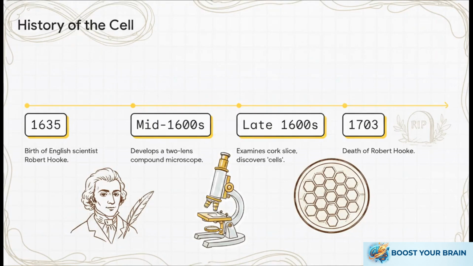And this is exactly where history was made. In the late 1600s, he decided to examine a very thin slice of cork under his new invention. What he observed were all these tiny little boxes or compartments that looked remarkably like a honeycomb. Because the cork slice was dead, these compartments were totally empty, and they actually reminded him of small, bare rooms. So he named them cells. That simple observation of dead cork completely revolutionized our understanding of biology, well past his death in 1703.